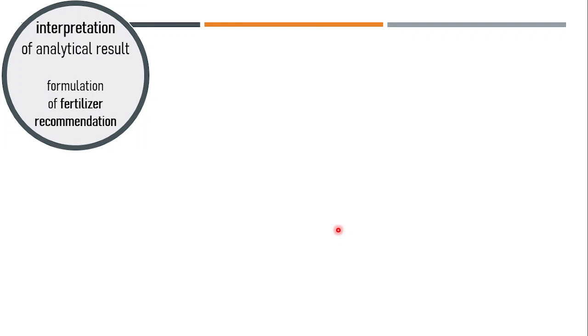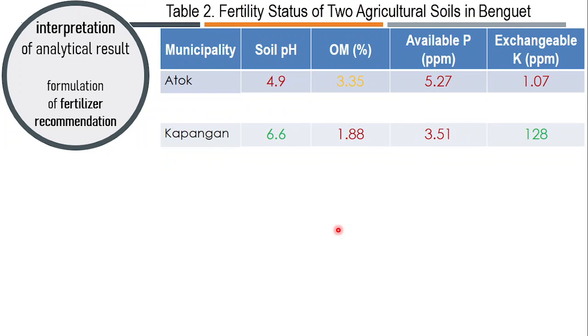The third step is the interpretation of analytical results and the formulation of fertilizer recommendation. How is this done? Let's take sample data from the result of the study mentioned earlier. Let's take two municipalities, Atok and Kapangan. A soil sample from Atok has a soil pH of 4.9, 3.35% organic matter content, 5.27 parts per million available phosphorus, and 1.07 parts per million exchangeable potassium.